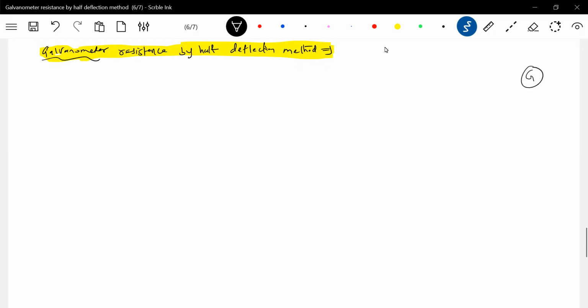The galvanometer contains a current carrying loop, then a spring is connected, and some connections are made inside that. So everything will become galvanometer resistance, not just the loop, everything. So all will contribute to the galvanometer resistance.